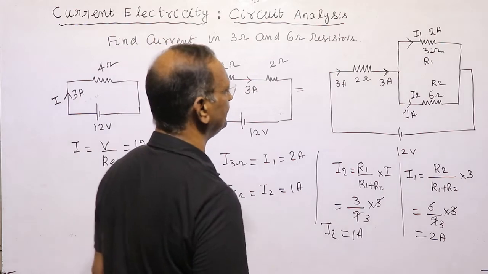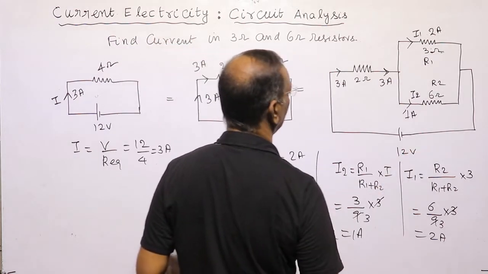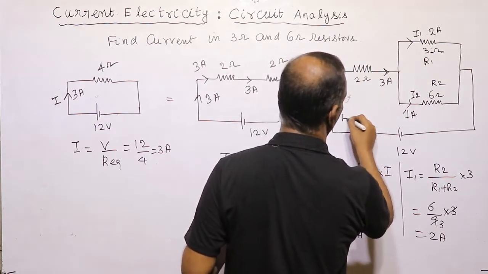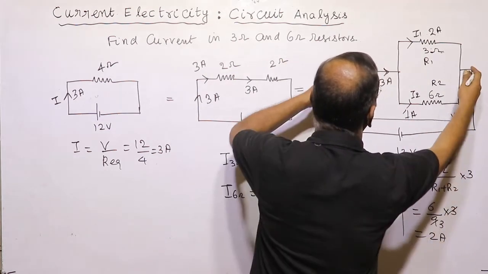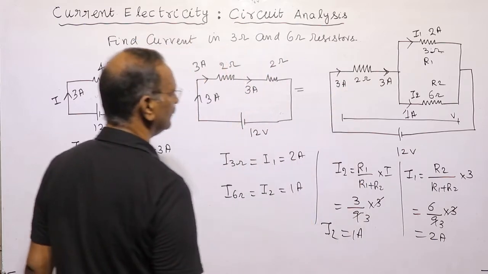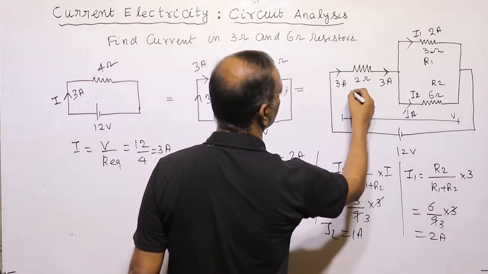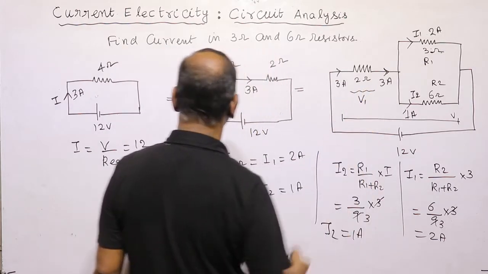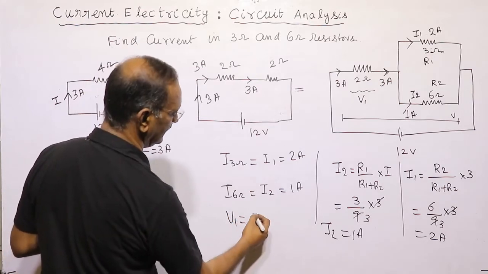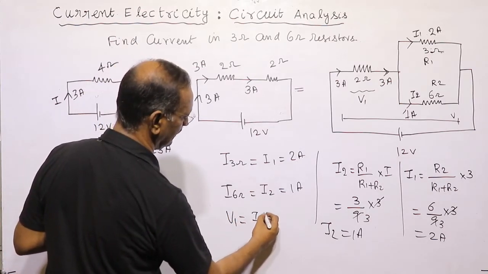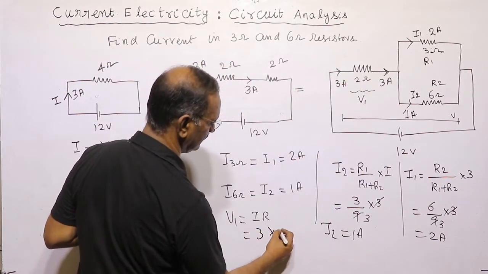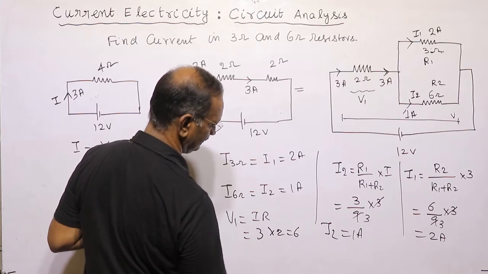What is the voltage here? If 12 volt is applied, 12 volt is applied across this combination. Now what is the current? This voltage we call V1. What is V1? V1 is equal to I into R. The current flowing through this is 3 ampere, into R equal to 2, which is 6 volt.